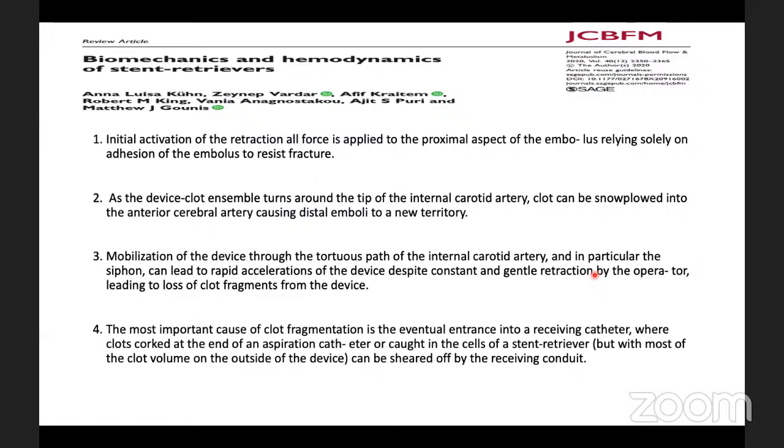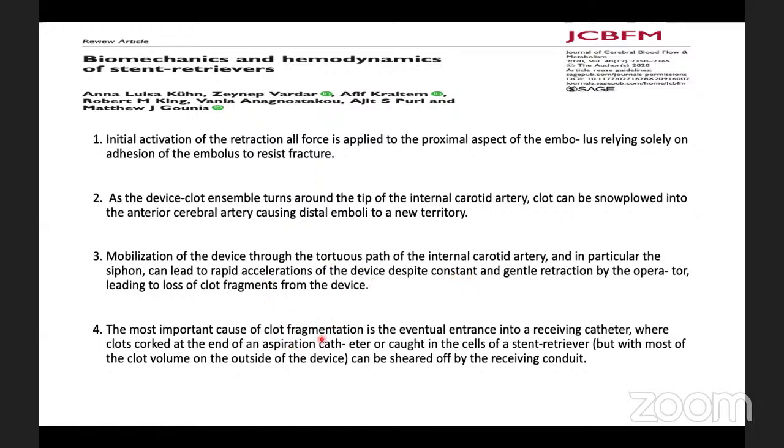But why? The basic mechanism being there is a tendency for the clot to dislodge at the distal end when the stent retriever is being pulled out. Initial activation of the retraction applies forces to the proximal aspect of the embolus, relying solely on the adhesion of the embolus to resist fracture of the clot. As the device-clot ensemble turns around the tip of the ICA, the clot can be snowplowed into the ACA, causing distal emboli to a new territory. Mobilization of the device through the tortuous path of the ICA, and in particular the carotid siphon, can lead to rapid acceleration of the device despite constant and gentle retraction by the operator, leading to loss of clot fragments from the device.